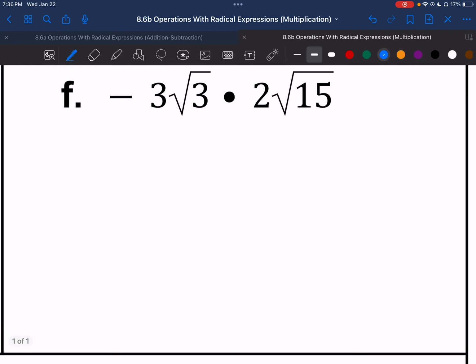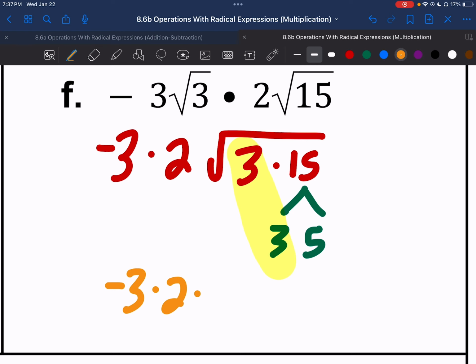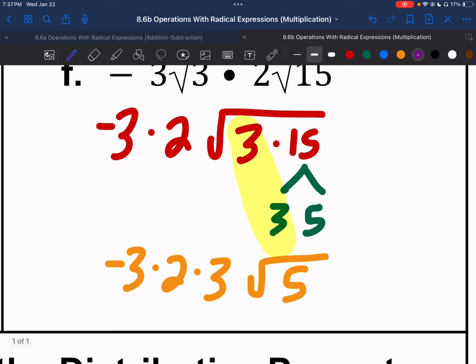Letter F, we are going to group our coefficients together. So we have negative 3 times 2 times the square root of 3 times 15. 15, let's break it apart. We have a 3 and a 5. What are my common factors? I have a pair of 3's on the inside of that radical that I can bring out. So I bring down the negative 3 times 2 from above, times the 3 that we extracted, and times the square root of 5. And when we combine these, negative 3 times 2 is negative 6, times 3 is negative 18, square root of 5.